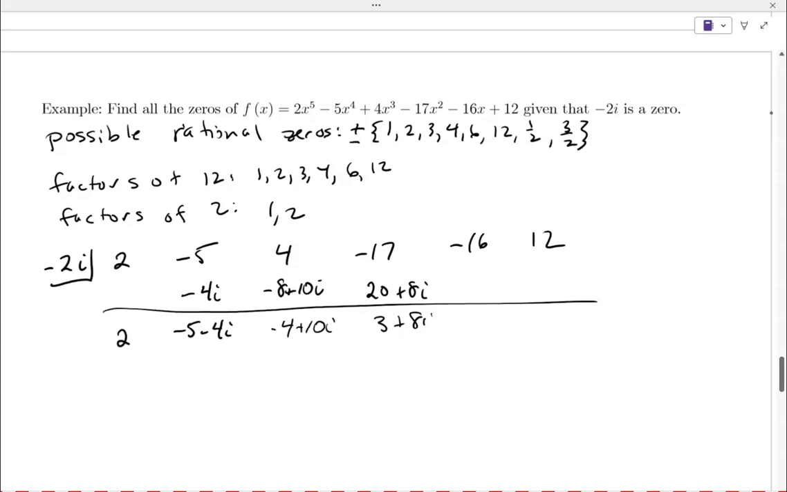What do we get next? Good. 16 minus, you're right, it is a minus. I wrote a plus. 16 minus 6i. Good. Negative 6i. Negative, it better be negative 12, right? Because we need to end at 0.